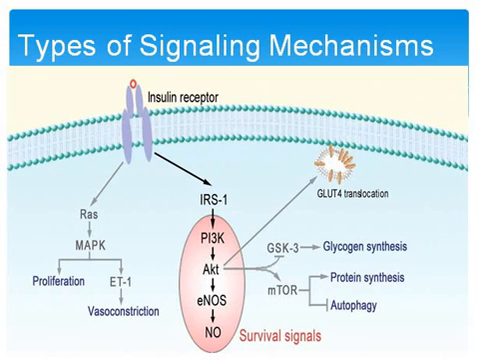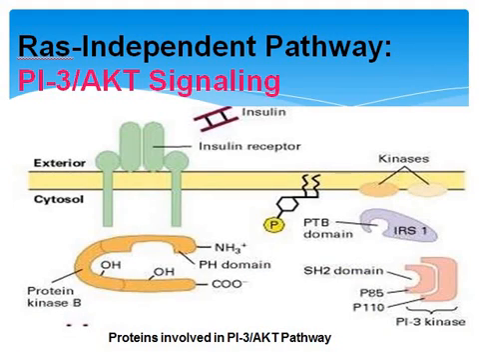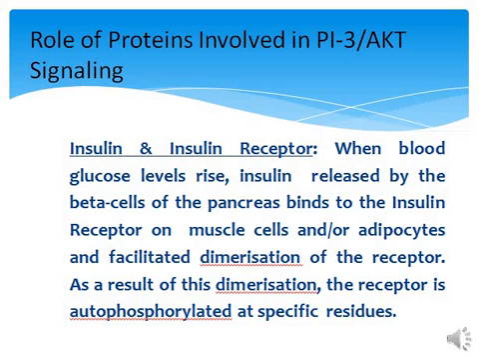Types of signaling mechanism: here you can see insulin receptors, survival signals, proliferation, vasoconstriction, GLUT4 translocation. Also you can see here clearly glycogen synthesis, protein synthesis, and autophagy. RAS independent pathway, that is PI3-AKT signaling, proteins involved in the PI3-AKT pathway, you can see here. Then next is the role of proteins involved in PI3-AKT signaling, which is insulin and insulin receptor.